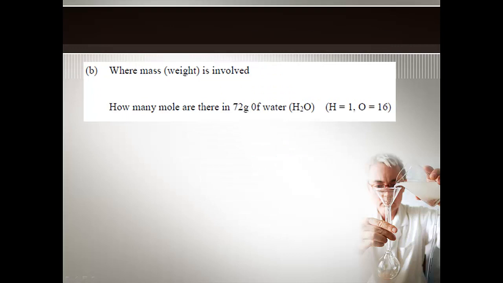Where mass or weight is involved, how many moles are there in 72 grams of water? Of H2O, when hydrogen has a molar mass of 1 gram per mole and oxygen is 16 grams per mole, H2O obviously is going to be 18 grams per mole. We need to add those together, so 18 grams per mole.